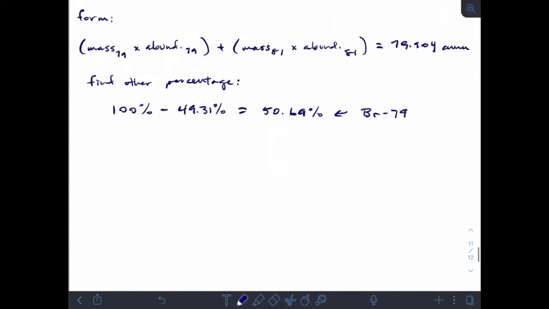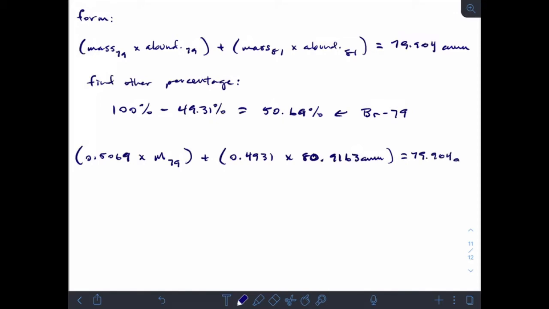All right, so now I can put some numbers into the form of my equation. So I can say the abundance of bromine 79 is 0.5069 times the mass of bromine 79, plus the abundance of bromine 81, 0.4931 times the mass, which was 80.9163 AMU, equals 79.904 AMU.